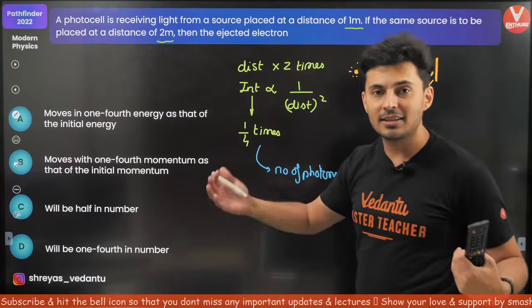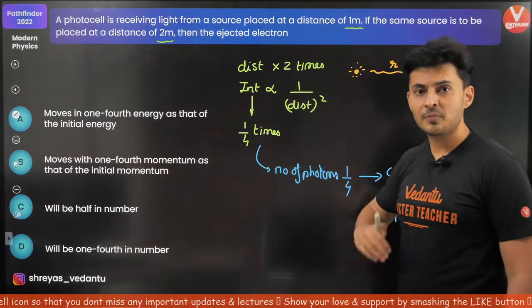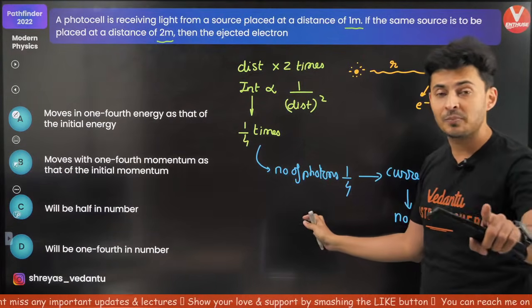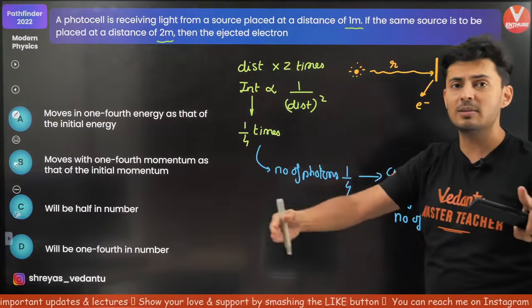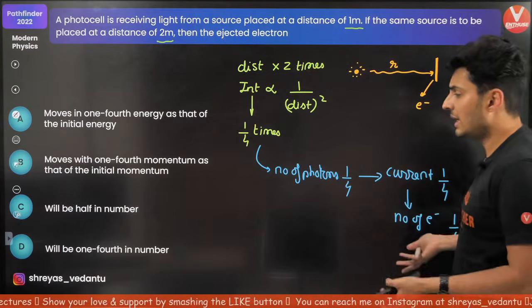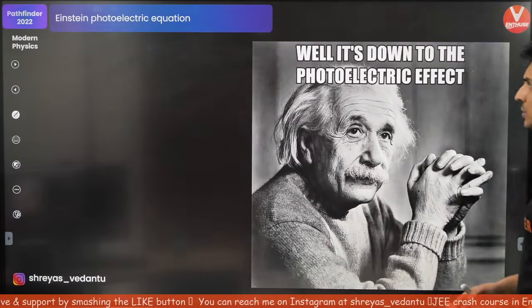When you change the distance, the intensity reduced. It reduced by 1/4 times. When intensity reduces, less photons will be available, 1/4. So less number of electrons will be ejected out. If 1/4 photons only are falling, then only 1/4 will be ejected out. Moving on to the next question.